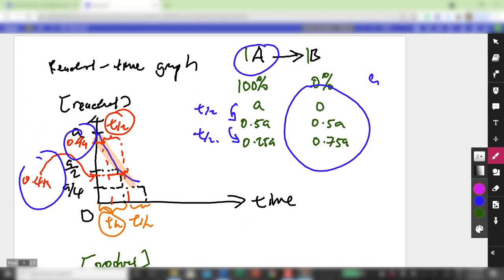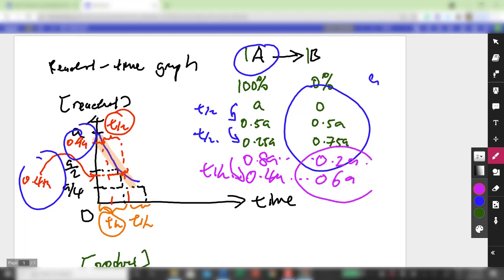So therefore we need to rework on this a little bit. Let's say we choose a convenient point. Just for the purpose of illustration, I decide to choose, let's say, 0.8a. That's 80%. Then in that case, my T half, which is half the amount of reactant, will be 0.4A. So I will choose this as my non-consecutive T half, and correspondingly, the amount of reactant here will be 0.2A to 0.6A.